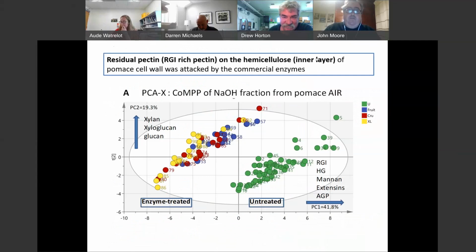Also looking at it from the sodium hydroxide fraction, which is your hemicellulose fraction, we could see that the enzyme-treated samples separated very clearly from the untreated controls. And this seems to be related to the presence of pectin RG1 and HG homogalacturonan, again, complex side chains of pectin that are associated with hemicellulose. Whereas in the treated samples, these components were in much lower abundance.